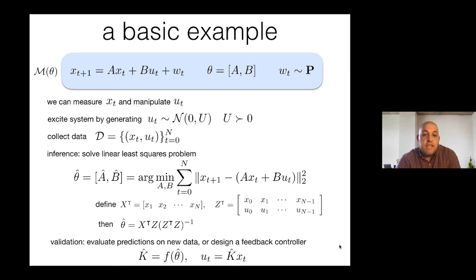Okay. And once you have that, now you can use your model to make predictions on new data, or even design a feedback controller. I can use these estimates of A and B to design a controller so that now I can have a feedback controller that changes my input based on the current measurement of the state. This is something that would be done often in the field of control theory.